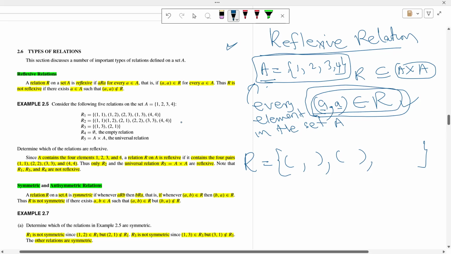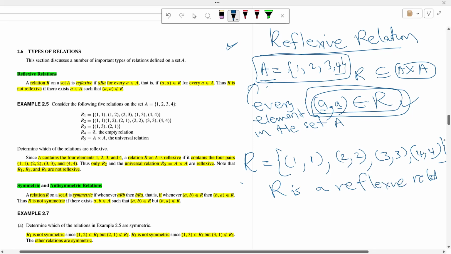So what are the ordered pairs you need to write here? Let's say this relation R. If the relation R is a reflexive relation, it must contain 1 comma 1, 2 comma 2, 3 comma 3, then 4 comma 4, right? If your relation contains all these four elements, then only you can say this relation R is a reflexive relation, right?